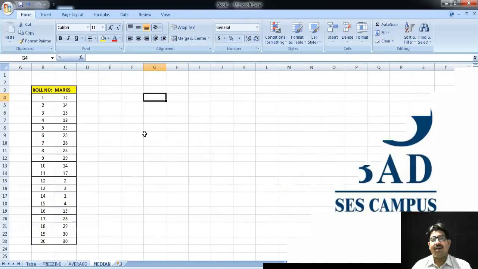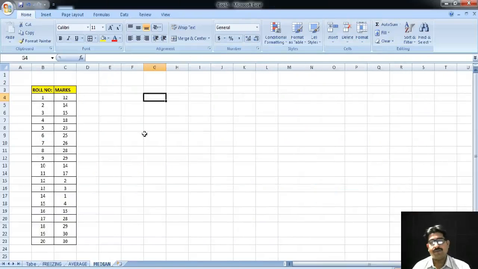Students, this is our fourth lecture, and we are moving towards median this time. In the previous lectures, we have already done how to make tables using cell referencing, then how to make tables with the help of cell freezing, then we performed average, and today with the same data of the average, we are going to find out median. How median is helpful, what actual median is.